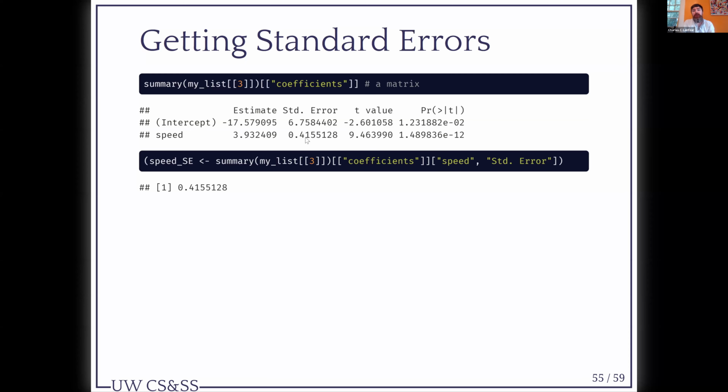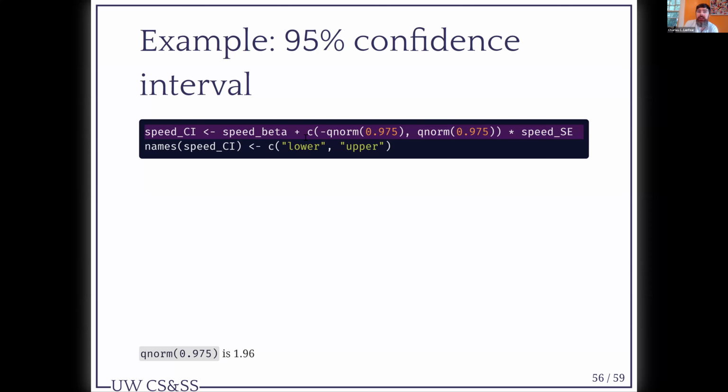Okay, so here's an example of putting this to use. Let's say we want to manually calculate 95% confidence intervals out of this linear regression object, say to embed in our markdown document. I'm going to call this speed CI, so the confidence interval for that speed estimate. I can take the beta coefficient I extracted earlier, speed beta, and I can say add to this minus Q norm 0.975. These are the quantiles of a standard normal distribution.